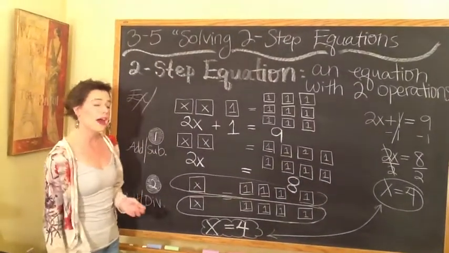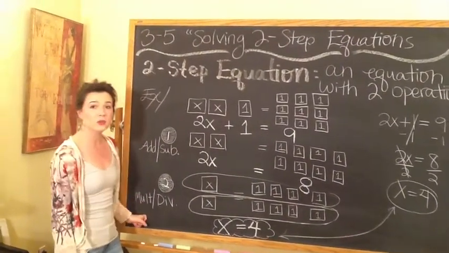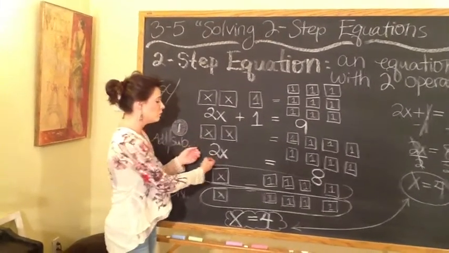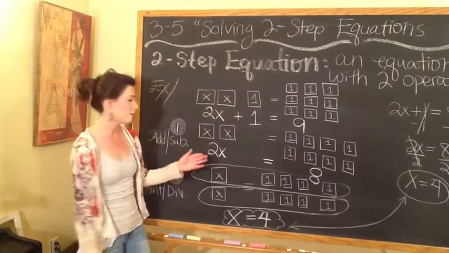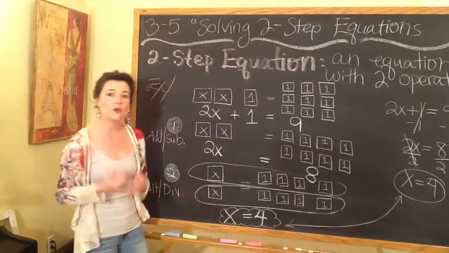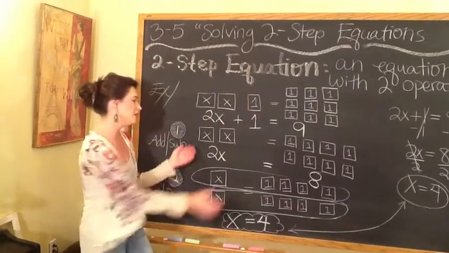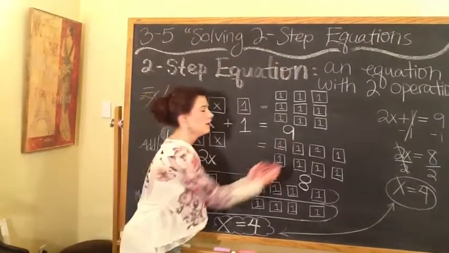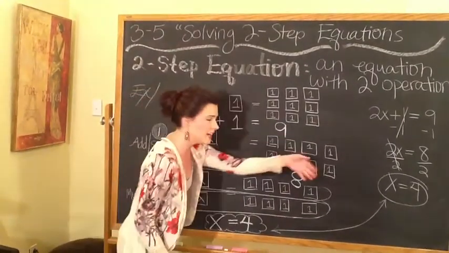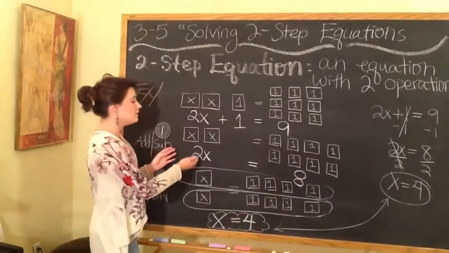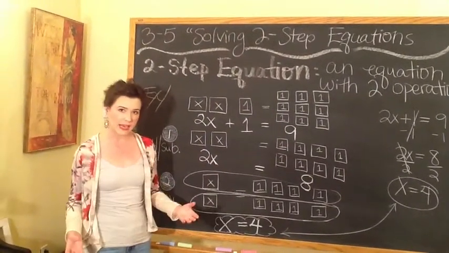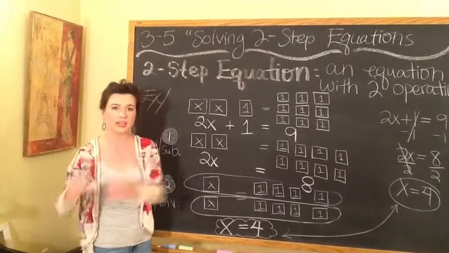Now we're going to do our second step, which is multiply or divide. In this case, we're going to divide because we are multiplying by 2, so we do the inverse operation to get that 2 away and get our x by itself. To keep our equation balanced, we need to do it over here and over here. We can't take away any x's, so we split what we have into two groups, which is dividing. Anytime we're dividing, we're splitting into different groups.